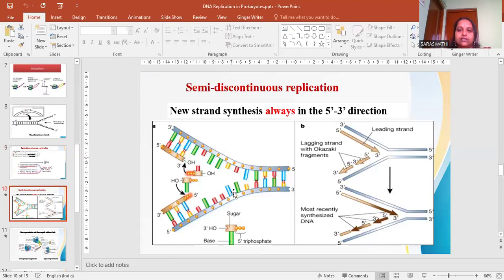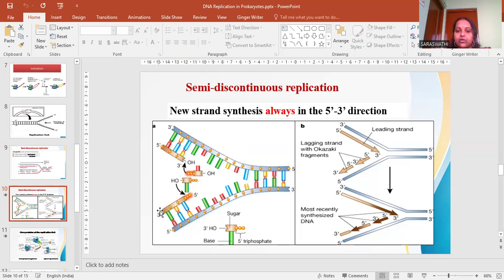So you can see here clearly the synthesis will always be in the 5' to 3' direction. One strand, the parent strand, will be 3' to 5'. The newly synthesized strand will be 5' to 3'. We'll consider this as the leading strand. So here the parental strand direction will be 5' to 3', and the newly synthesized will be 3' to 5'.